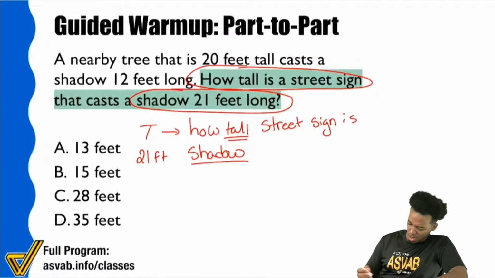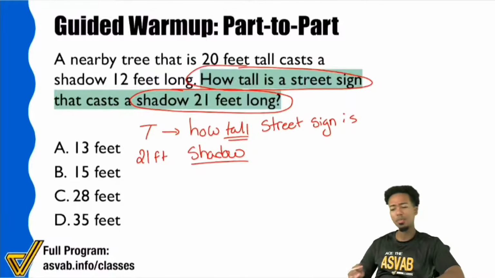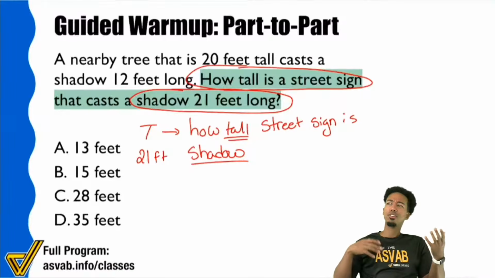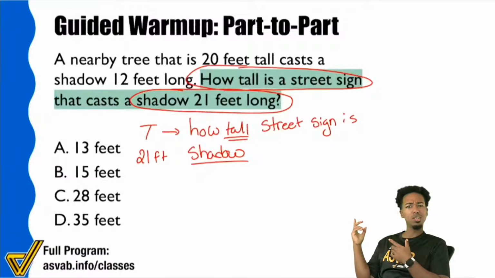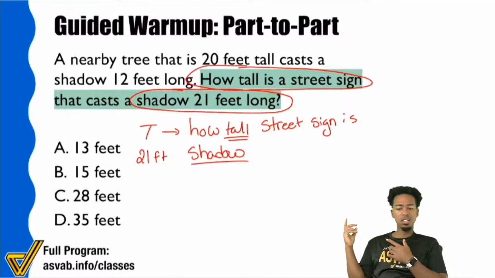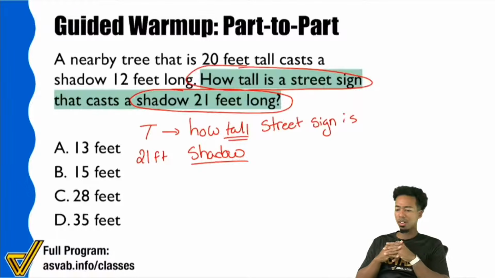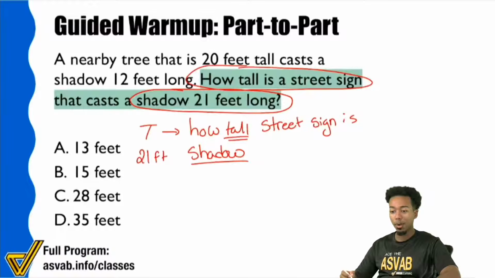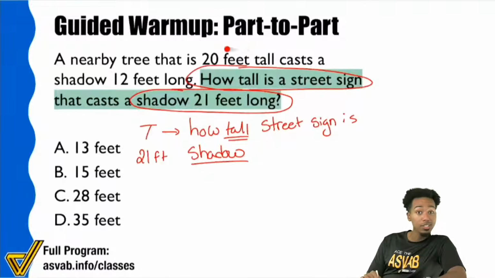Let's check it out. So here, if we go to the top, a nearby tree that is 20 feet tall casts a shadow 12 feet long. Everybody, remember that whole thing about proportions comparing the same things in the same way? Do you see the same things being compared here? Is that clear to you? Do you see the same things being compared? Yeah, I see it. Notice how over here we're talking about how tall an object is, how tall this tree is, and how long the tree's shadow is.